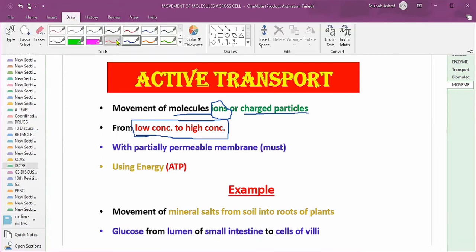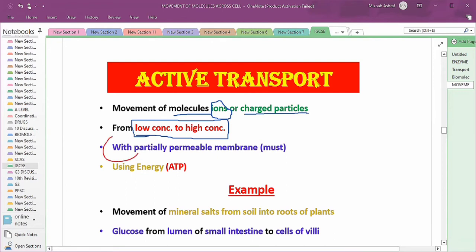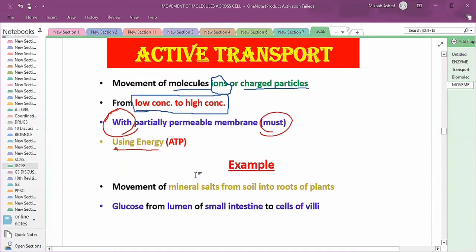and with a partially permeable membrane, it means that the partially permeable membrane is also a must here, similar to osmosis. In osmosis, a partially permeable membrane was also a must, but in diffusion it was optional. Diffusion can take place in the presence or absence of a partially permeable membrane, but here the partially permeable membrane is a must. Next, it also uses energy. In the previous two processes, we saw that they were not using energy. They were types of passive transport, but this is active transport, and it uses energy, which is in the form of ATP in our body.